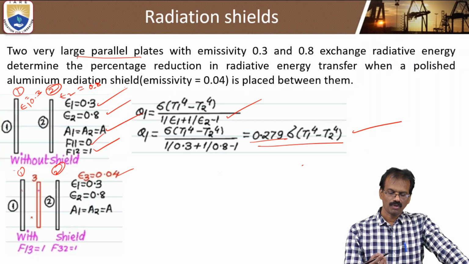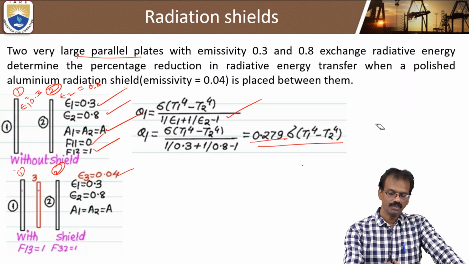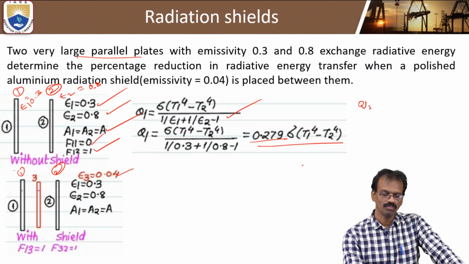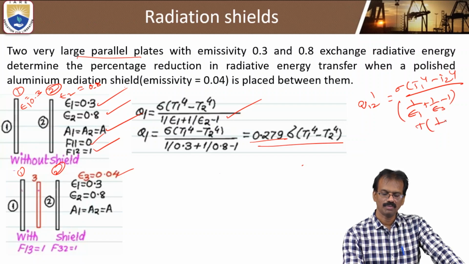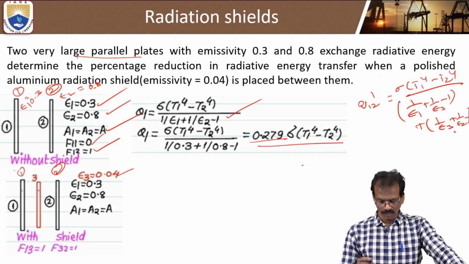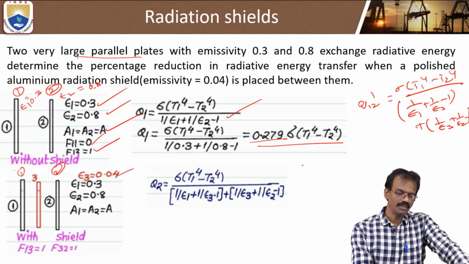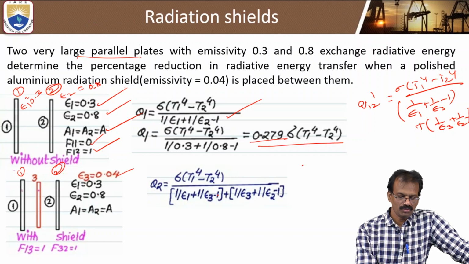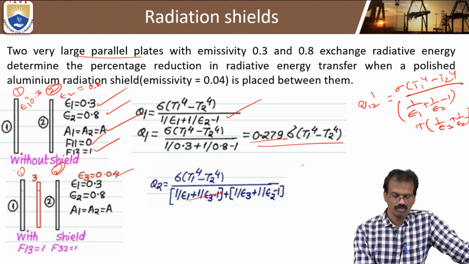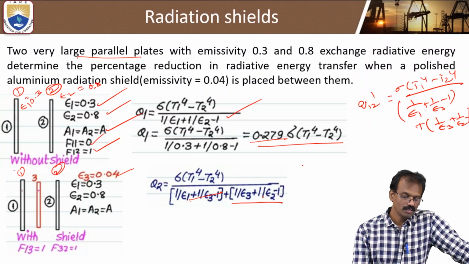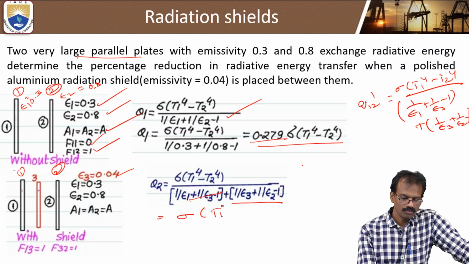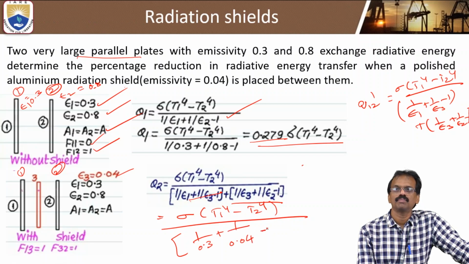Then we can use the formula for the rate of heat transfer between the two plates with shield, Q12 dash. Q12 dash is equal to sigma into T1 to the power of 4 minus T2 to the power of 4, by 1 by epsilon 1 plus 1 by epsilon 3 minus 1, plus 1 by epsilon 3 plus 1 by epsilon 2 minus 1. If we substitute the values, the first term is 1 by epsilon 1, where epsilon 1 is 0.3, plus 1 by epsilon 3, where epsilon 3 is 0.04, minus 1.